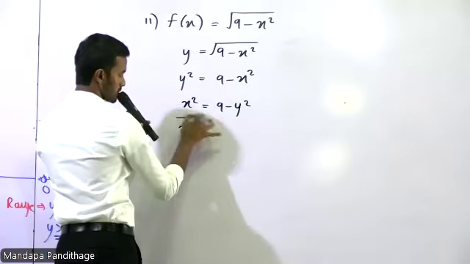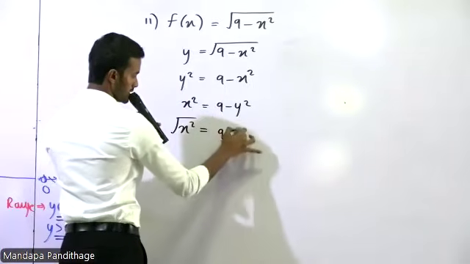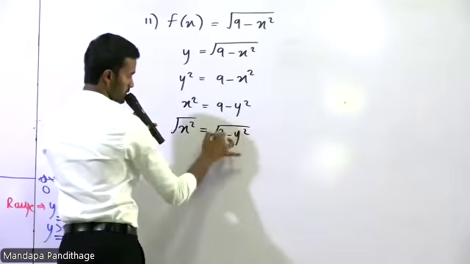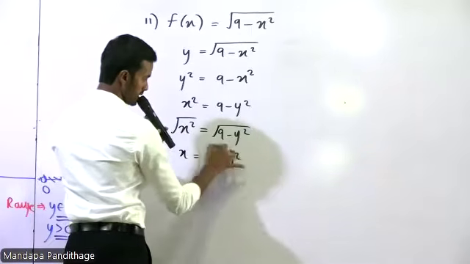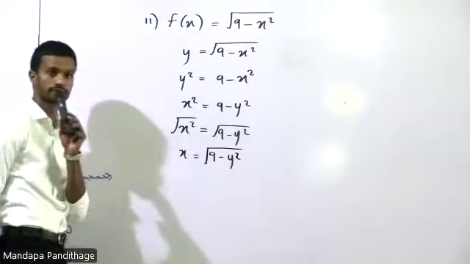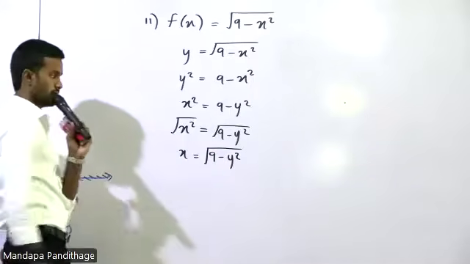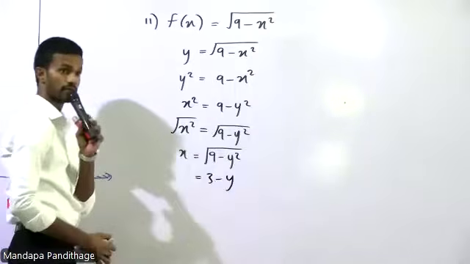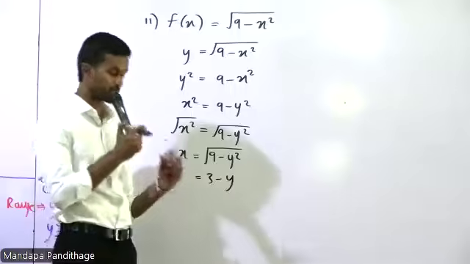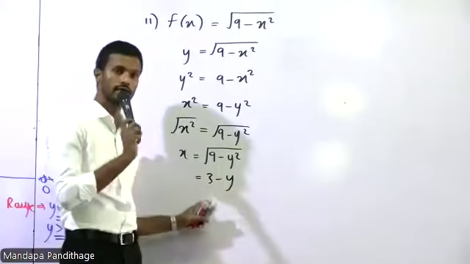The square root of x squared is equal to the square root of 9 minus y squared. So x is equal to 9 minus y squared. So I'm getting a square root. Okay, so you can't write this as 3 minus y, because we have discussed square root simplifications. You can't write this in this way.